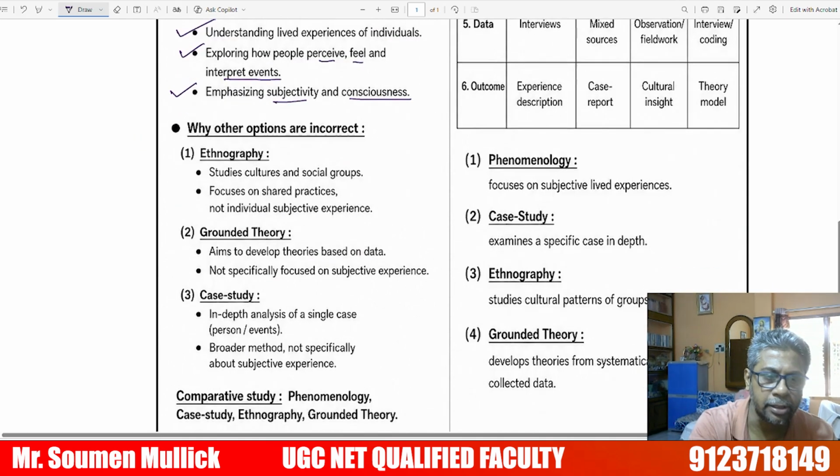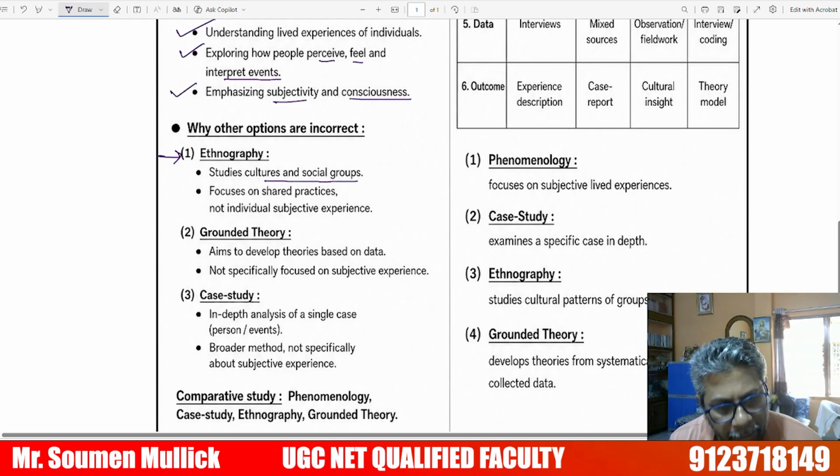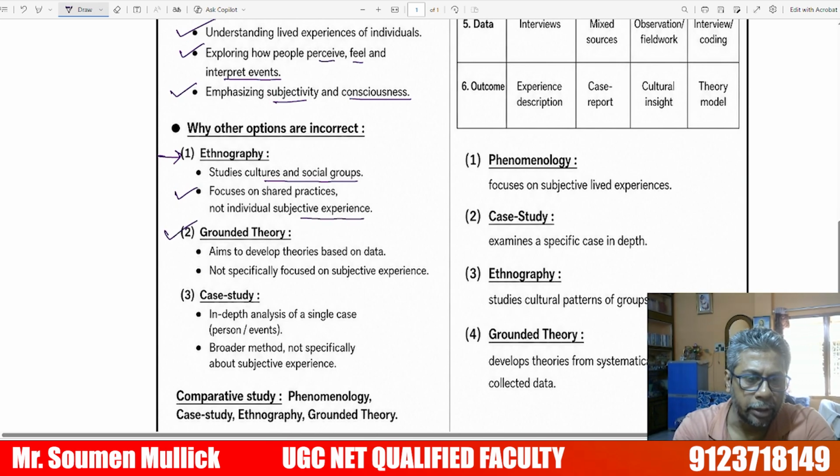Why are the other options incorrect? First of all, we have to understand ethnography. Ethnography means studying culture and social groups. This concept is very interesting, my dear students. Ethnographic research should be based on culture and social groups, focusing on shared practices, not individual subjective experience. What is grounded theory? The main aim of grounded theory is to develop theory based on data.